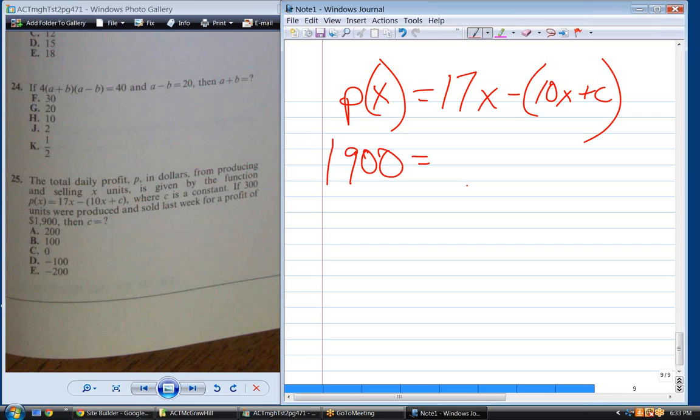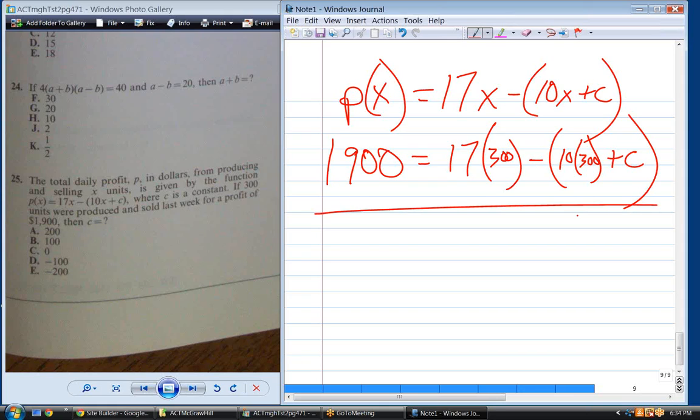Now what am I going to do after that? And then 17x. What's x? X is the number of units they sold, and they've told us that they sold 300 units to produce this $1,900 profit. So 300 in place of x. Minus 10 times 300 plus c. And now solve for c. That's what they want, is what is c.